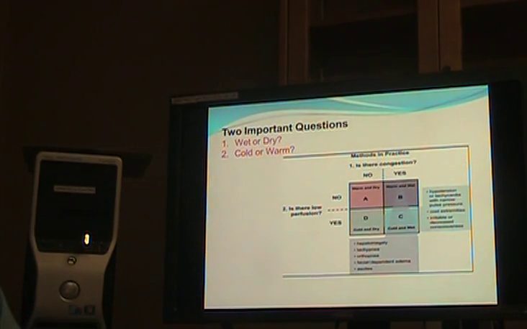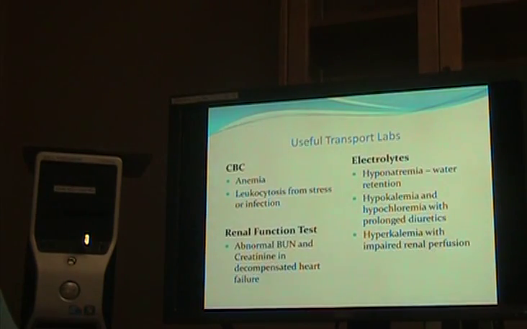So for instance, all of us in this room would be in box A, the warm and dry. However, if you're in box B, for example, warm and wet, one of the things that you may have to think about is a diuretic. They're warm, meaning they're well perfused, but they're wet, which is a sign of volume overload. So therefore, in order to maintain or to retain normal homeostasis, perhaps what they need is a little bit of diuresis. So this is a nice little way to think about your patient, wet or dry, and cold or warm.